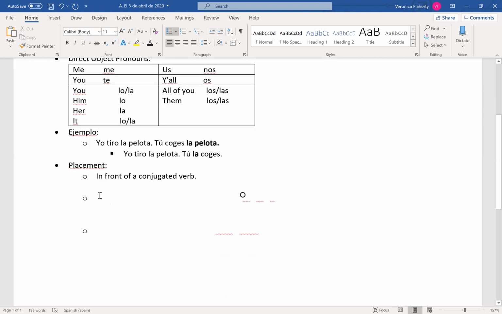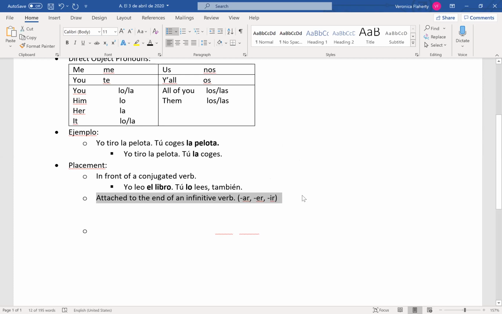So the first one is in front of a conjugated verb, like in this sentence here. I read the book and you read it too. Yo leo el libro y tú lo lees también. This lo is referring to the book. And we're moving it from after our conjugated verb to in front of our conjugated verb because it's a different type of word. Okay. There's 2 more places it can go.